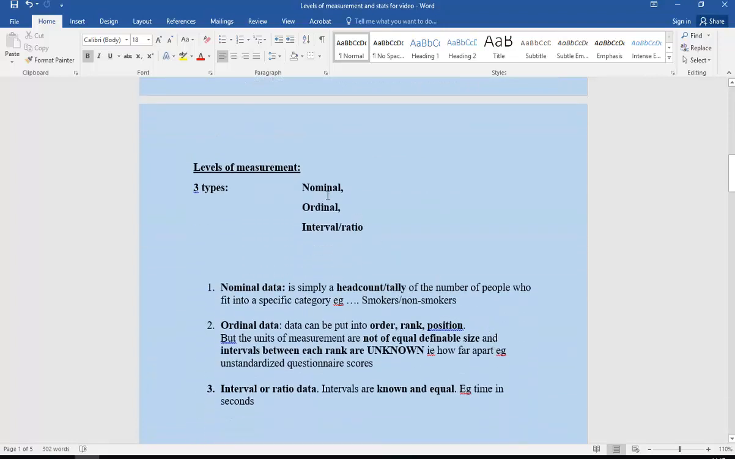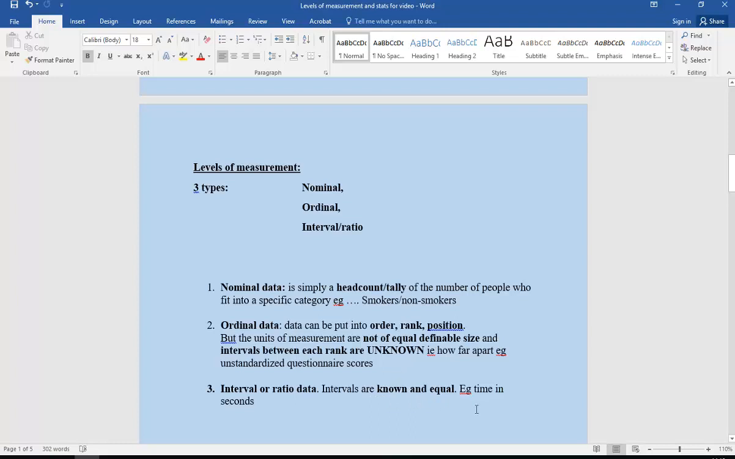Levels of measurement: there are three types, nominal, ordinal, interval, ratio. Quick recap: nominal is just literally a head count, a tally of the number of people who fit into a category. Ordinal is data that can be put into order, rank or position. The thing is, with ordinal data, we don't know the differences, the intervals between each rank. They're not equal, definable sizes. Whereas interval, the most precise, we know that the intervals are known and equal. That's how you define it.